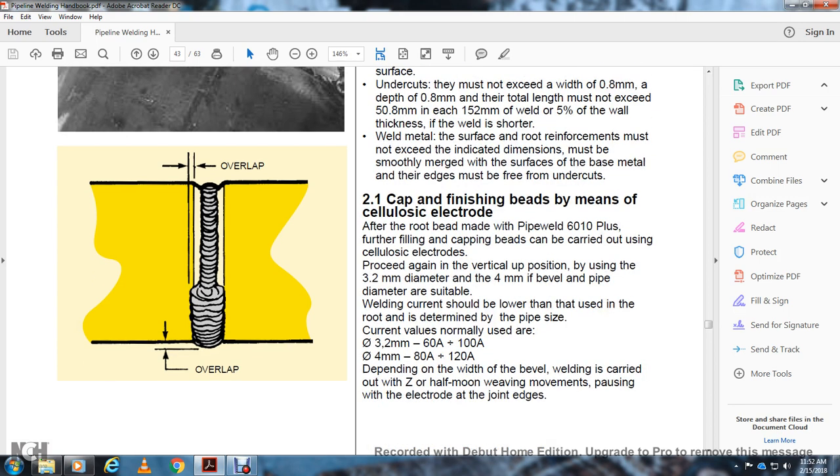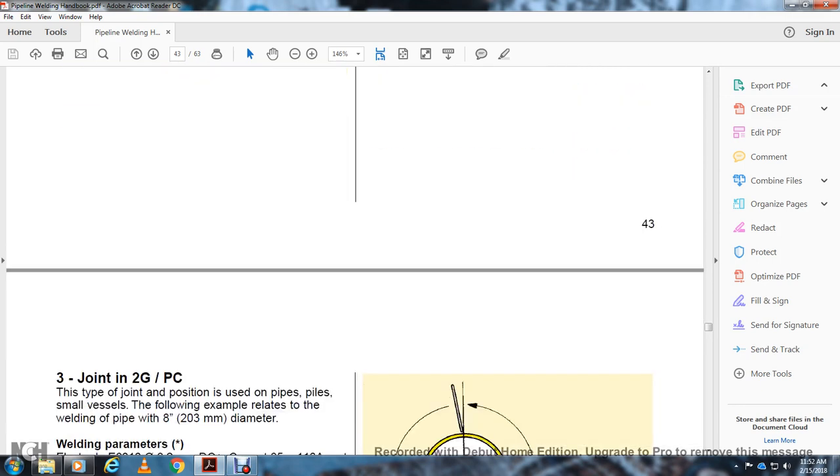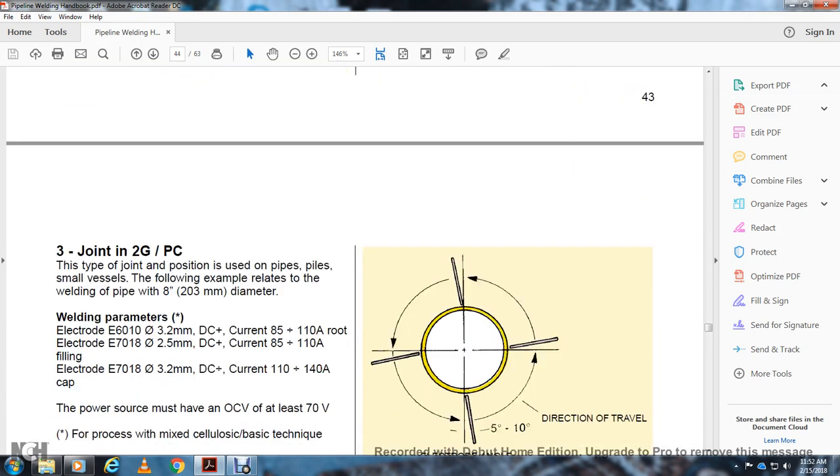The width of the welding is carried out with Z or half moon weaving. Weaving movement is basic, pausing with the electrode at the joint edges.